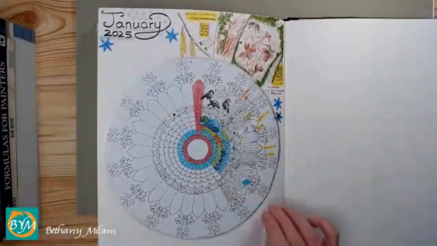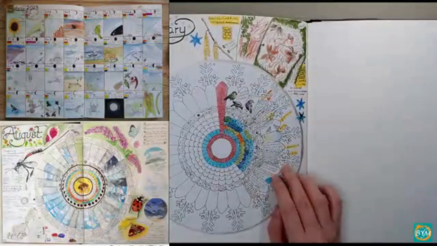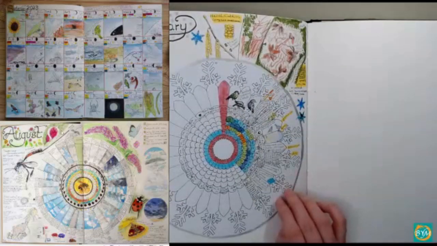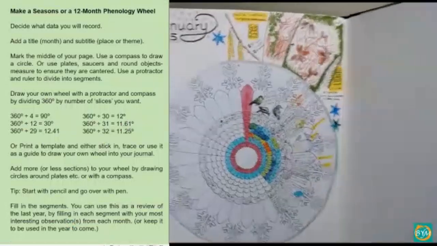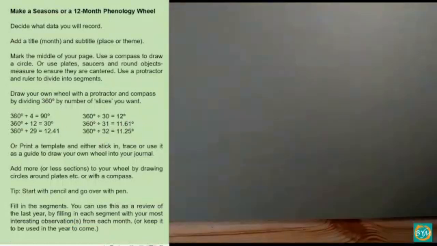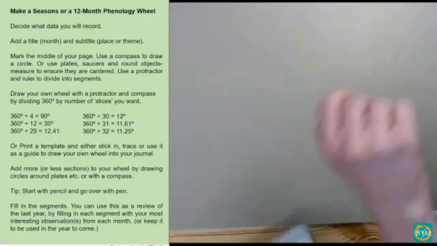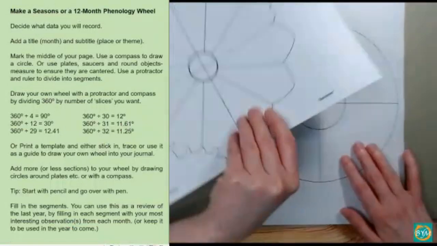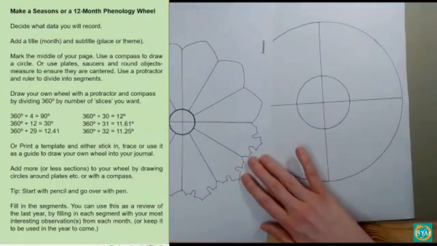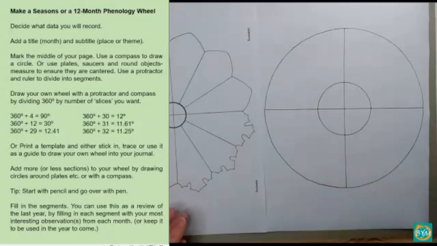So now that you've seen lots of different formats and ways of putting in different types of data, hopefully it's given you some ideas of what you may want to do and may want to capture into your wheel. And we're going to have a look at how you might do a seasonal or a 12-month phenology wheel.